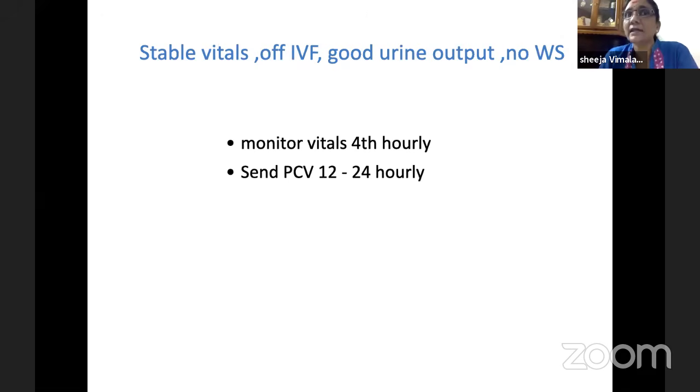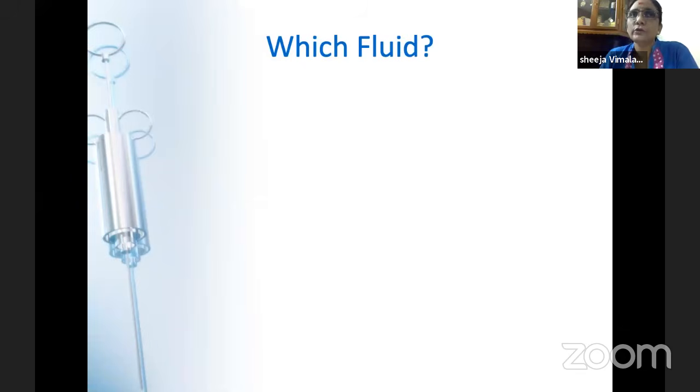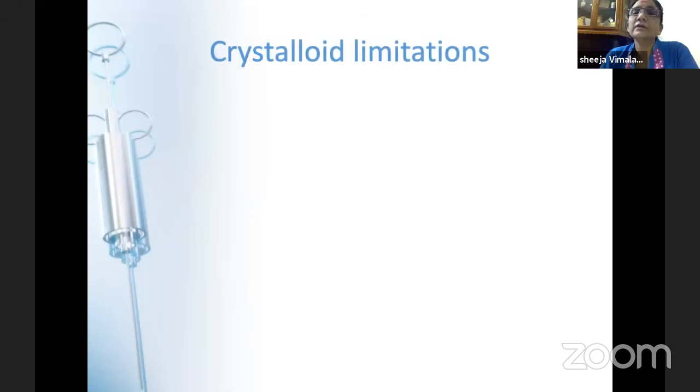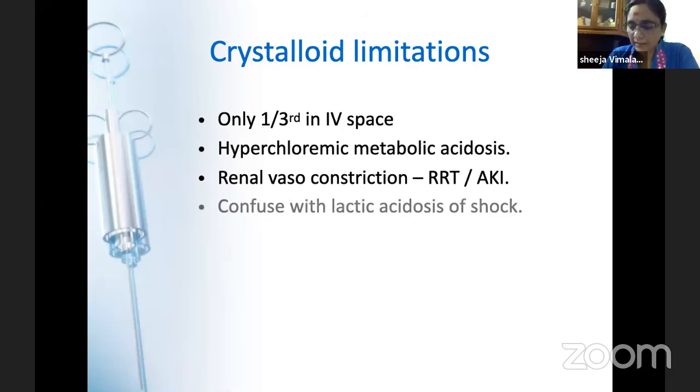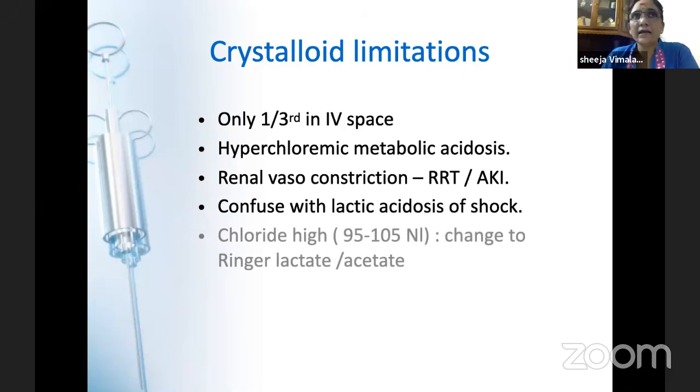So depending on the child's condition, you decide the frequency of monitoring as well as the frequency of investigations. Now, which fluid do you want to give? We already said that usually we prefer crystalloid, but crystalloid has its limitations because only 1/3 remains in the intravascular space and 2/3 goes to the extravascular space. And because the chloride content is high in normal saline, when the child comes to critical care management, you may have problem with hyperchloremic metabolic acidosis.